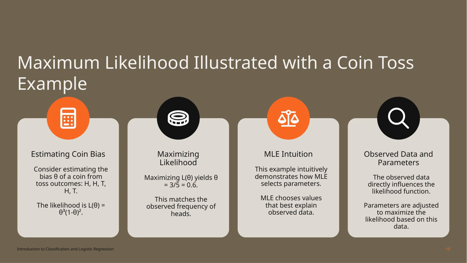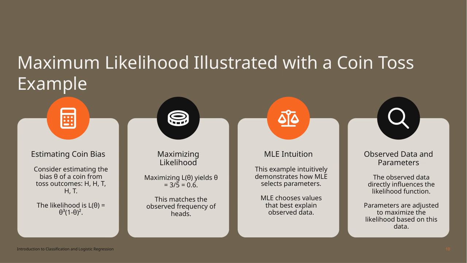This example helps us intuitively understand how MLE works. It's a method for choosing parameter values that make our observed data most probable. In other words, it's about finding the parameter that best explains what we've seen. And it all comes down to the data we observe. The likelihood function is directly influenced by our data, and by adjusting the parameters, we aim to maximize this likelihood. This process helps us arrive at the most plausible estimate given the data at hand.